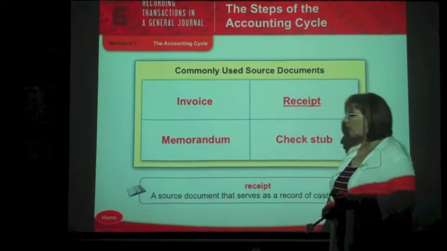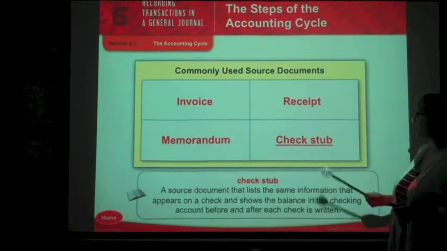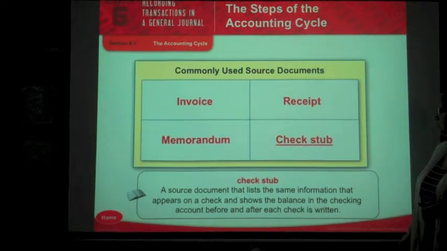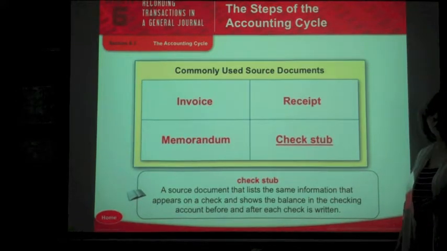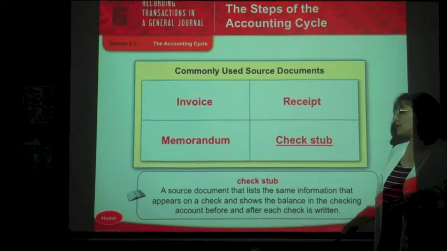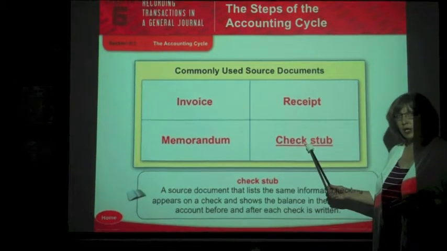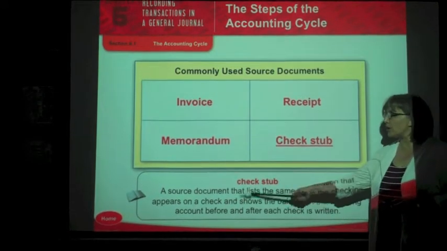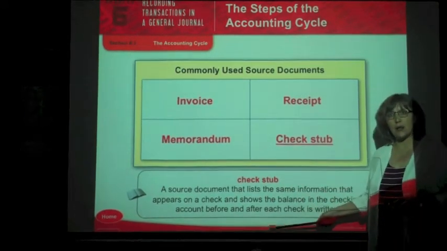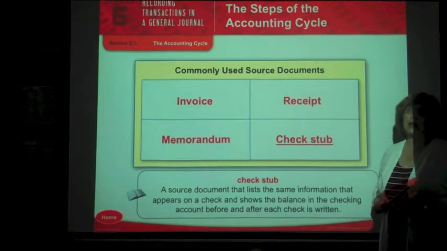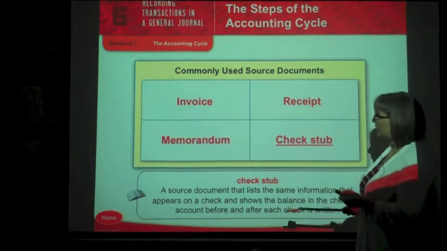I'm going to skip memorandum for now, and I'm going to go to check stub. A check stub is a source document that lists the same information that appears on a check and shows the balance in the checking account before and after each check is written. So every time we make a payment, it's wise to make a payment with a check as opposed to actual cash. But every time we make a payment with a check, we're also going to write out what we call a check stub that tells us how much money we wrote that check for, and what we wrote that check for. I'm going to go back now to memorandum.